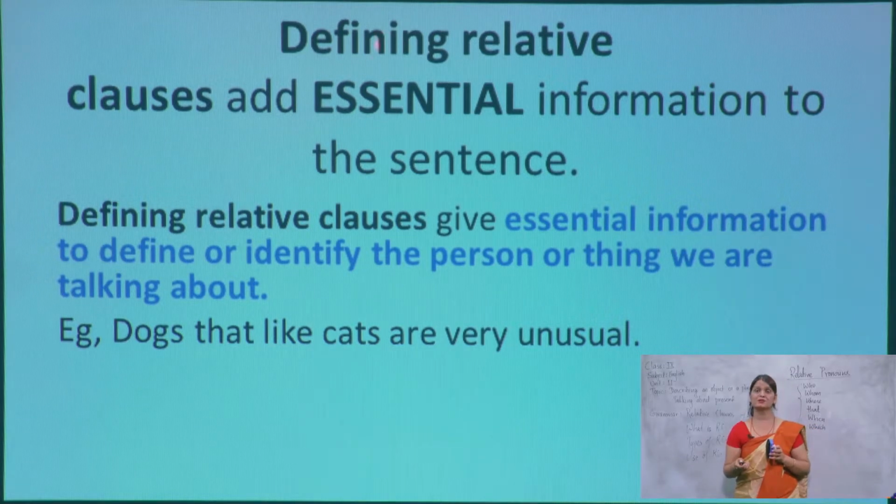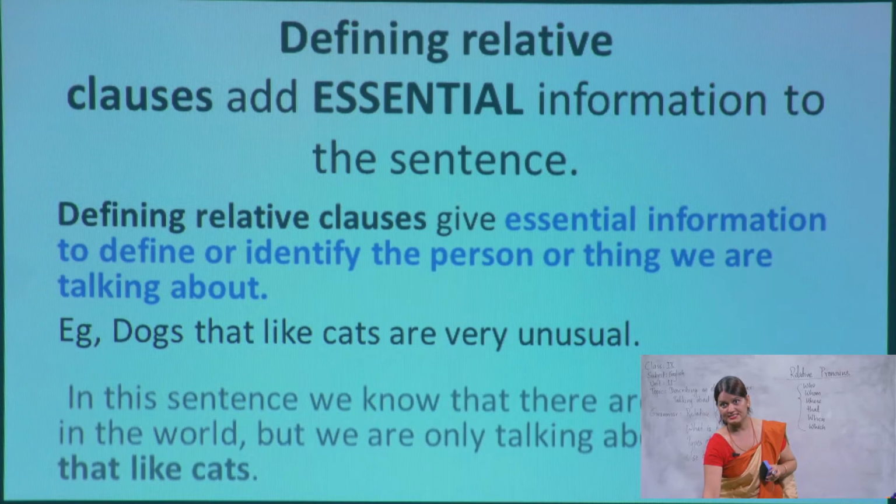Essential information in which clauses? In defining clauses. Just for example, dogs that like cats are very unusual. We can hear that dogs and cats always fight with each other. But here, dogs that like cats are very unusual. So there are so many dogs, but these specific dogs like cats. So this is the essential information.